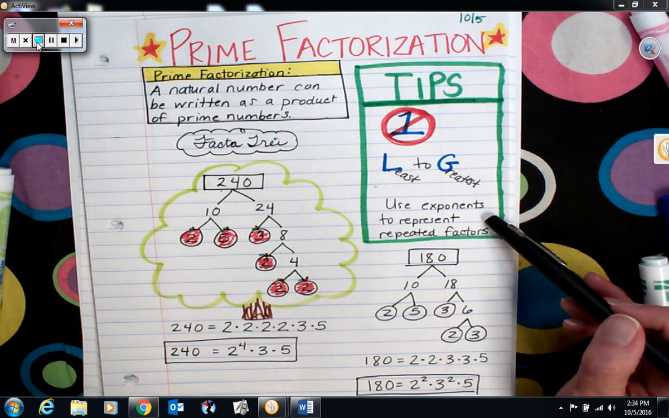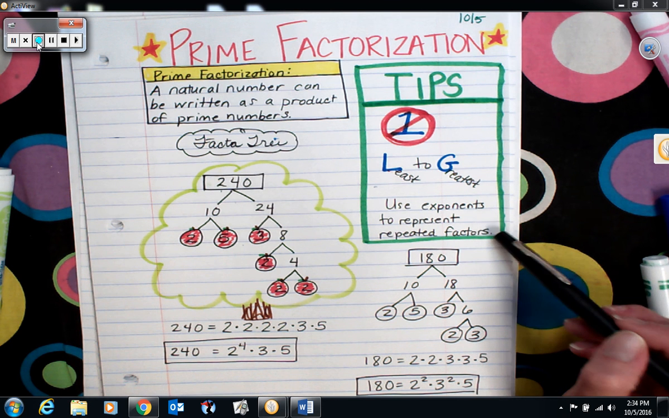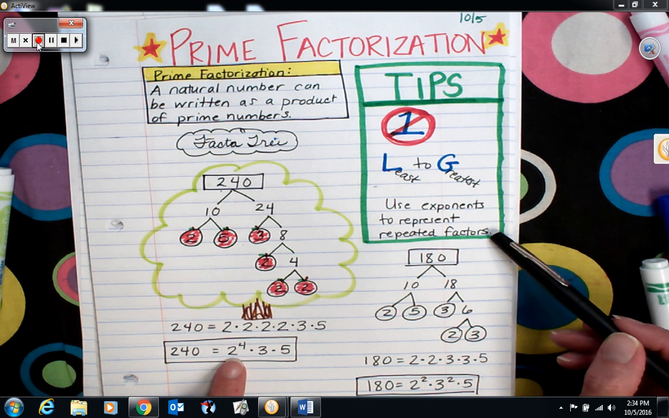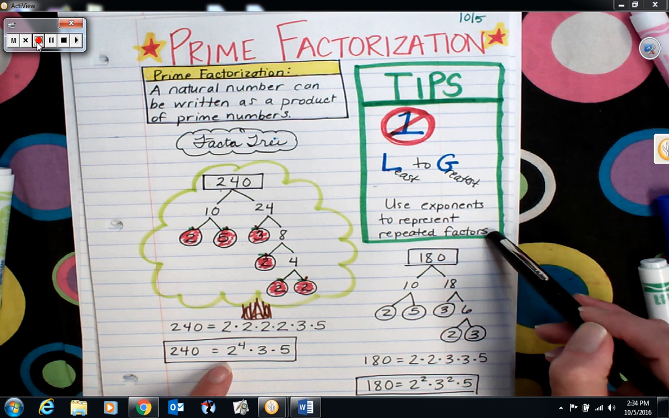And next, we're going to use exponents to represent repeated factors. So here, my 2 showed up 2 times 2 times 2 times 2, 4 times, which is the same as 2 to the 4th power. Okay, that's it.